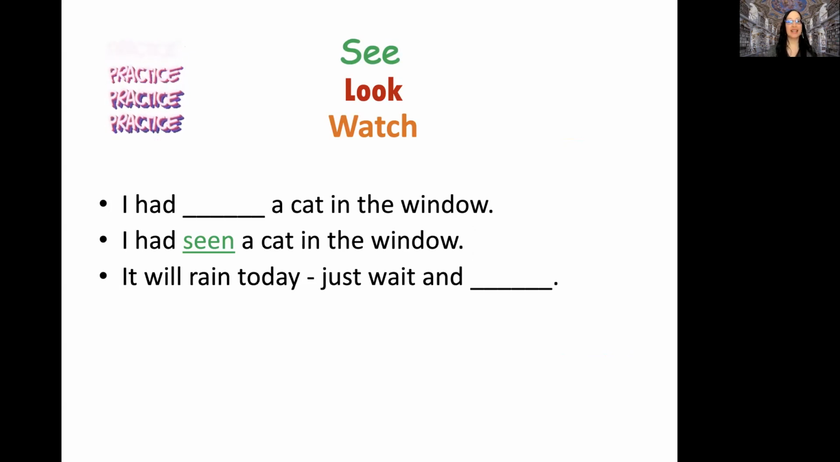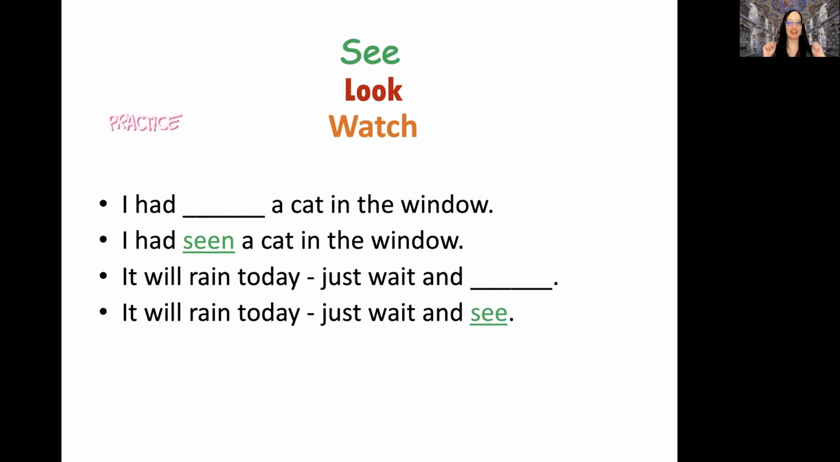It will rain today. Just wait and see. It will rain today. Just wait and look. It will rain today. Just wait and watch. Which one makes sense to you? It will rain today. Just wait and see. Great.